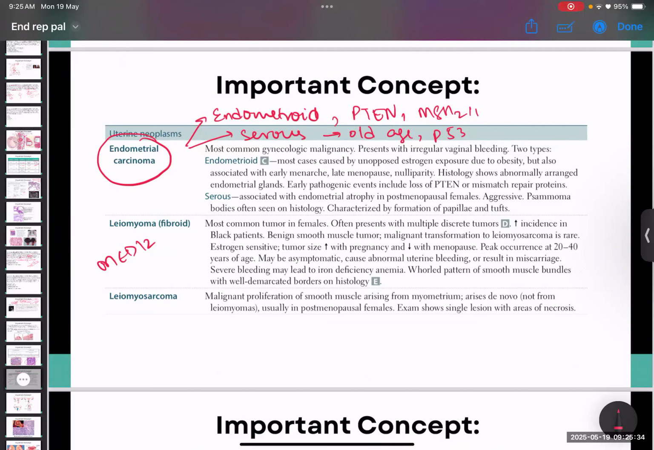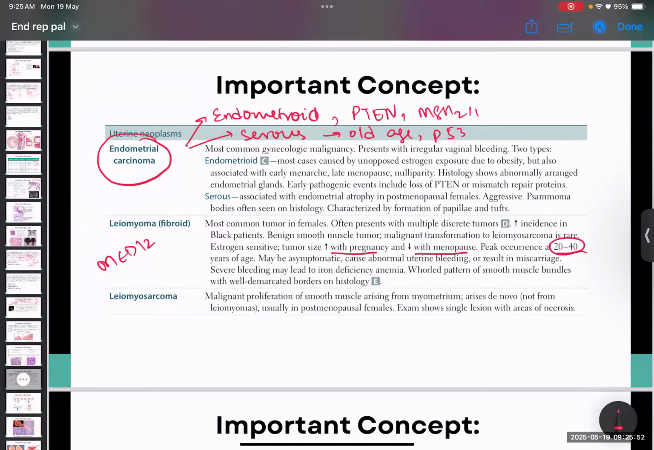So they will increase in size when there's a lot of estrogen, and they're going to decrease in size when there's not much estrogen. So they're going to increase in size with pregnancy, and they're going to decrease in size with menopause. And this usually happens in young adult females, middle-aged females.